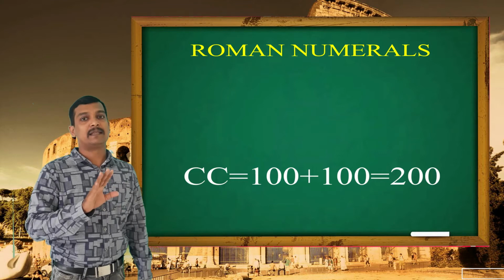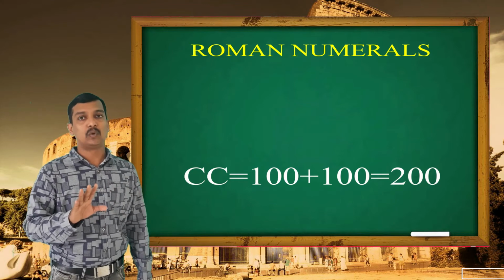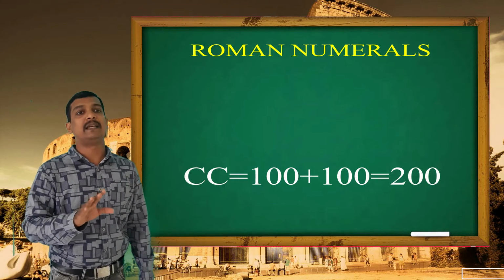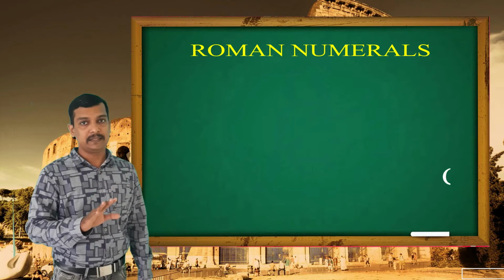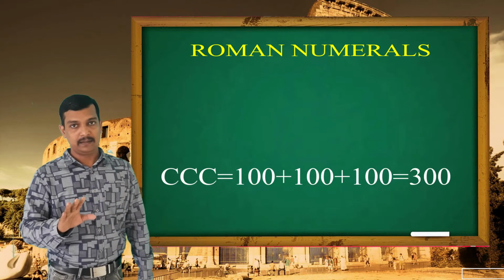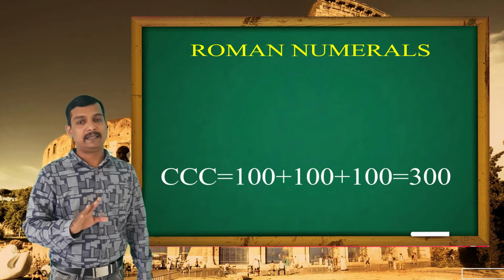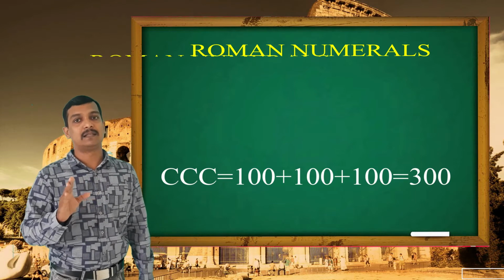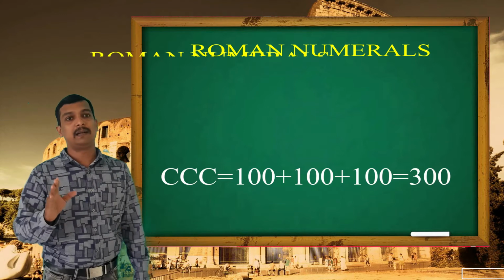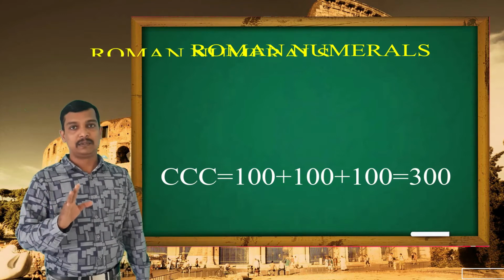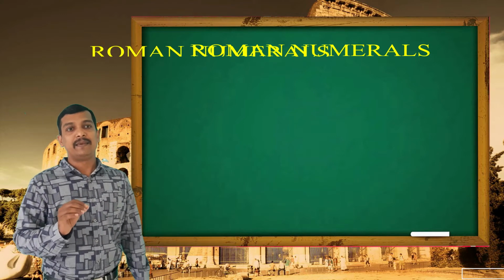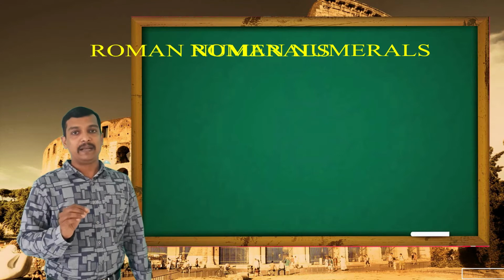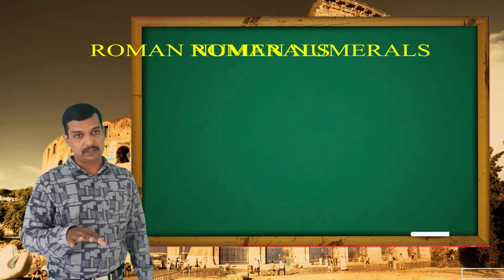In the same way, C is for 100. CC means 100 plus 100 is equal to 200. CCC, that's triple C. One C is 100, another C 100, and the third C 100. 100 plus 100 plus 100 is equal to 300. In this way, we can write these Roman numbers for those numbers.